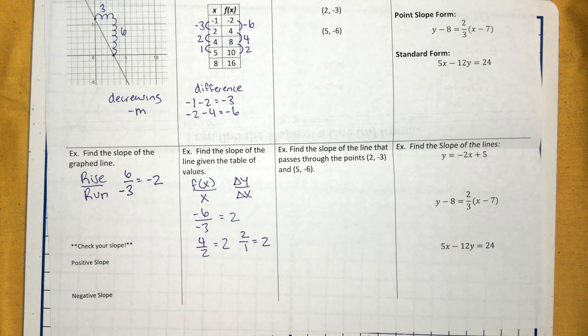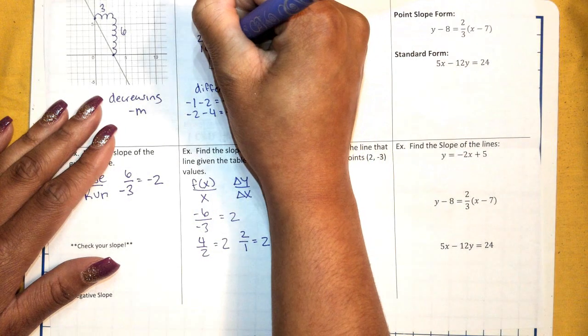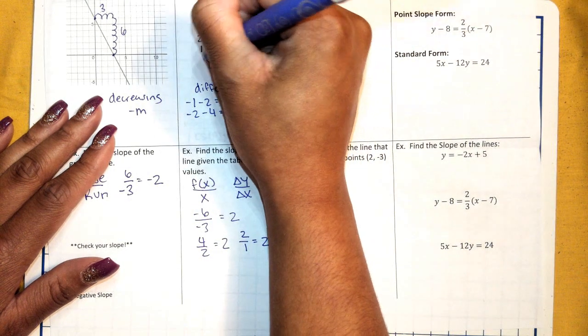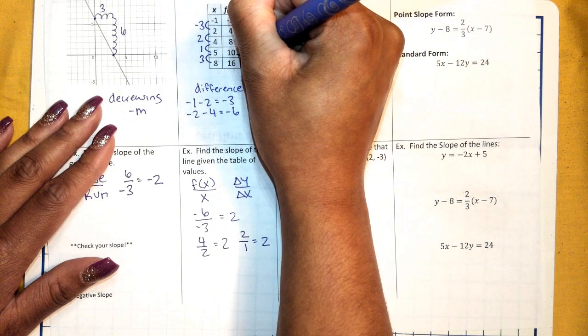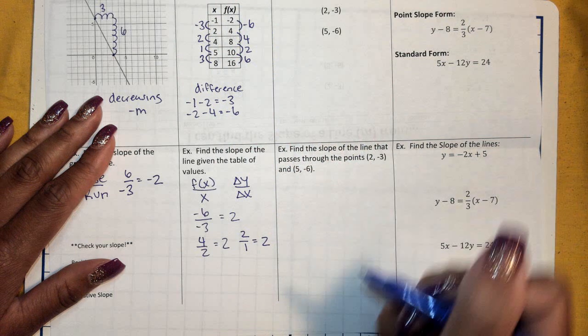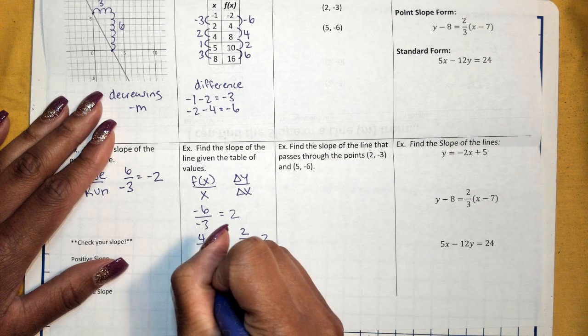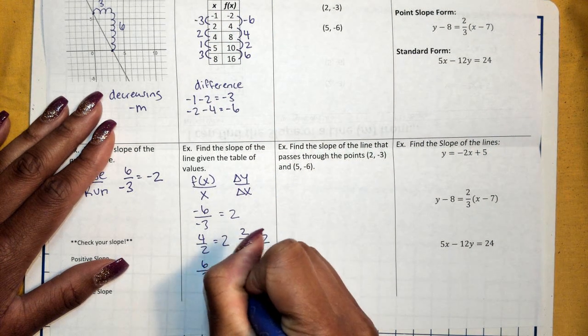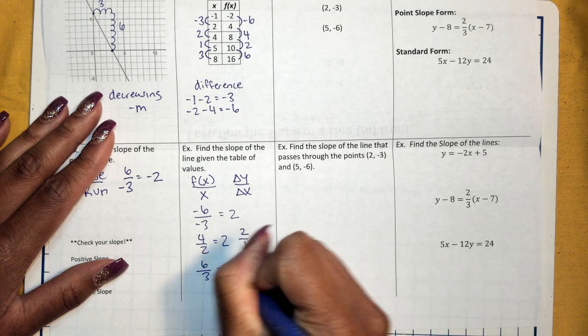Let's check the very last box to see if we still get a consistent rate of change of 2. From 5 to 8, I get 3, and then from 10 to 16 is 6. From there, I can do 6 over 3, and I do get 2. So my slope is 2.